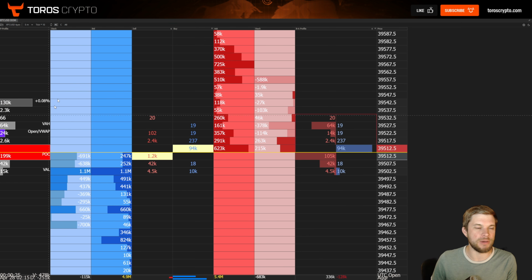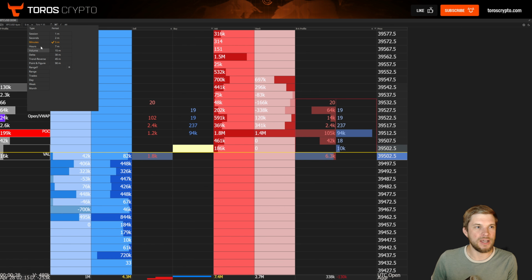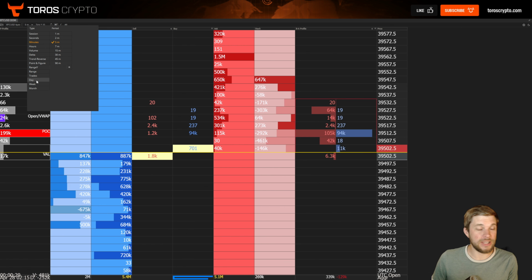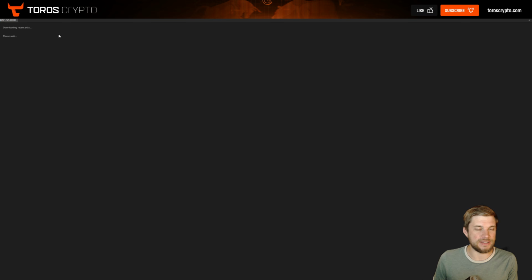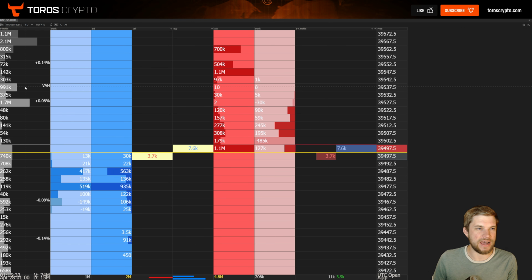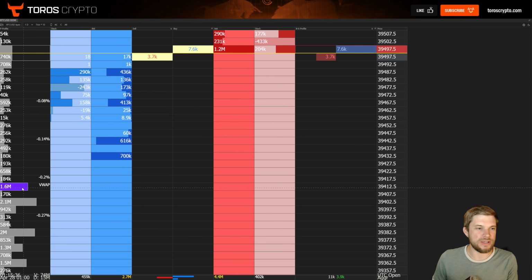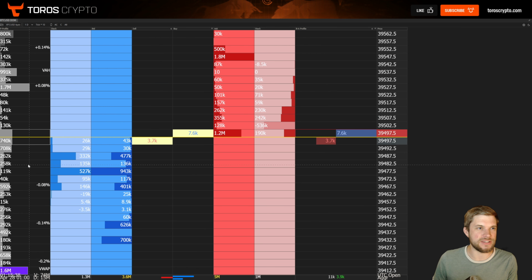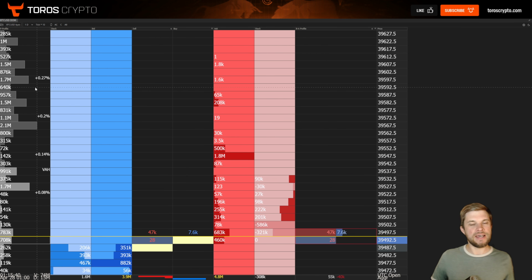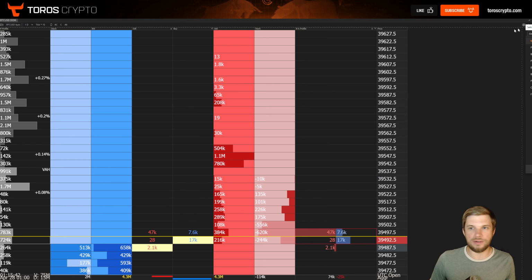It adds nice little markers onto your chart. But I, as standard, would keep this as 1 day. It's nice to have a daily profile on here where you can see where your session VWAP is at. You can see where your daily point of control is at, and all of those kind of things.